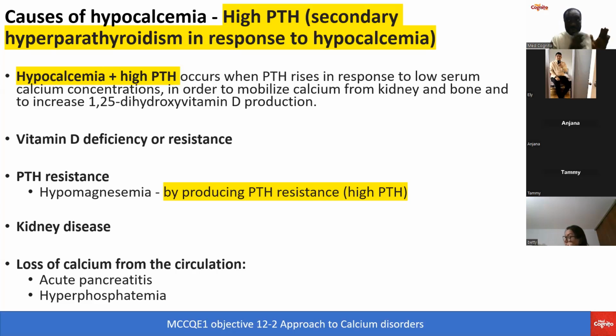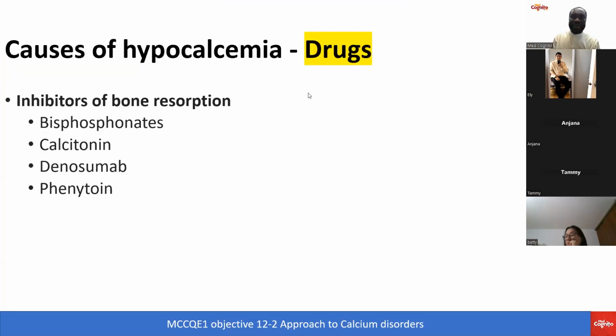Low parathyroid hormone, low calcium. Then low calcium, high parathyroid hormone levels. And then because we're talking about various causes, there can also be drug causes of low calcium level. Drugs which can cause low calcium levels can be bisphosphonates, calcitonin, denosumab, and don't forget an anti-seizure medication, phenytoin.